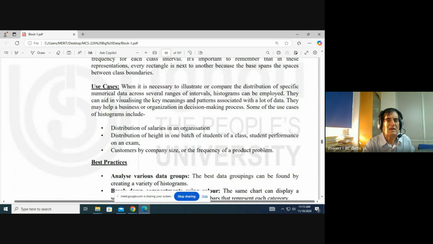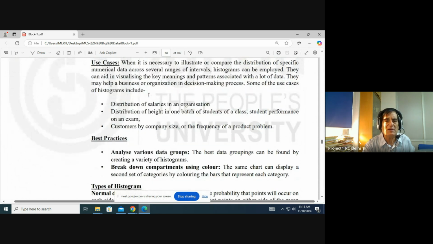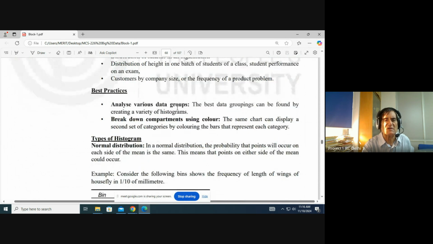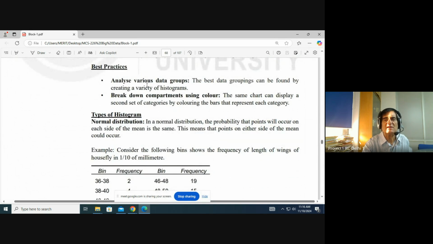For example, use cases are when it is necessary to illustrate or compare the distribution of specific numerical data. You can draw the distribution of salaries in an organization, distribution of height in one batch of students of a class, student performance on an examination, customers by company size, or the frequency of a product. That's what you want to say. So analyze various data groups. The best data groups can be found by creating a variety of histograms. Break down compartments using color. You can use various colors and all that.